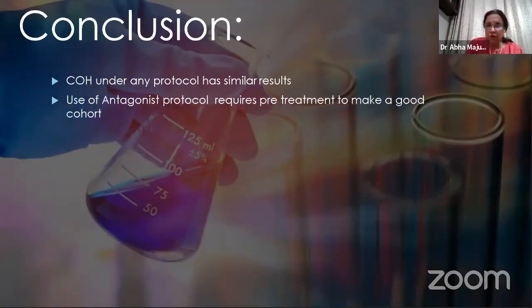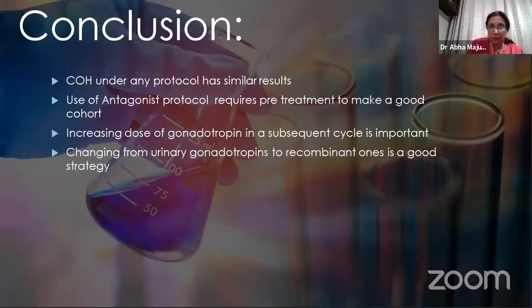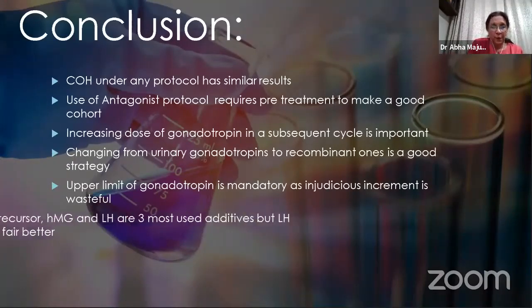Use of antagonist protocol requires pre-treatment to make a good cohort, whereas an agonist protocol already makes a good cohort, and if the agonist can be stopped and gonadotropins given individually, antagonist can be added again later in the cycle. Increasing dose of gonadotropin in a subsequent cycle is important because we are not testing for polymorphism. Changing from urinary gonadotropins to recombinant is a good strategy. Upper limit of gonadotropin is mandatory, as injudicious increment is wasteful.